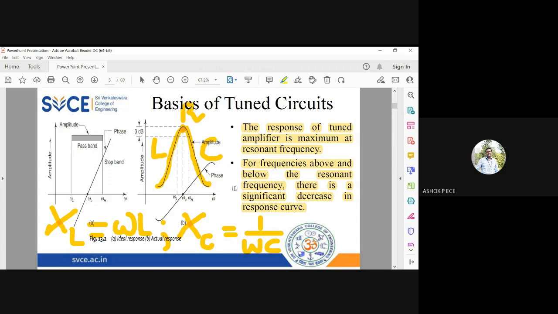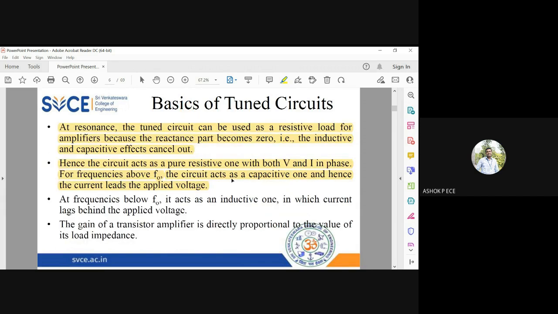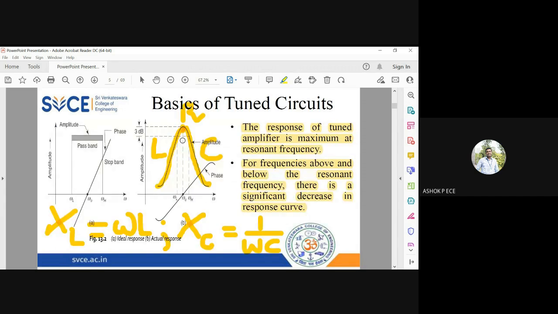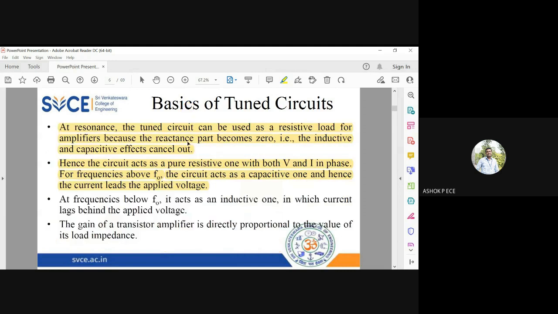So you have an L, C and R in your tuned circuit. Ideally, this R will be zero. Practically, this R will be present because of the wiring nature of your inductor. So you can understand how the graph has three regions which exhibit the behavior of the inductor, the capacitor, and the resistance.